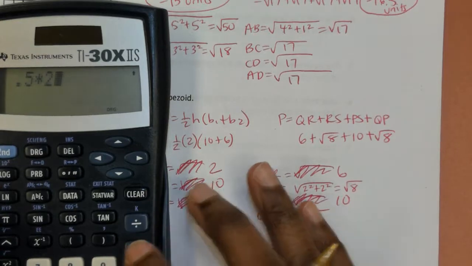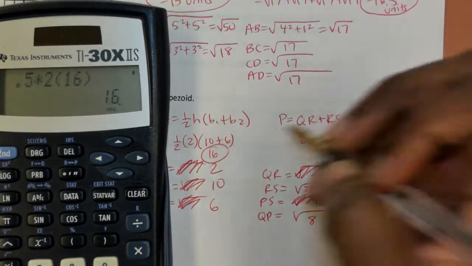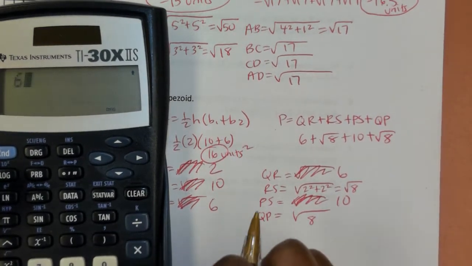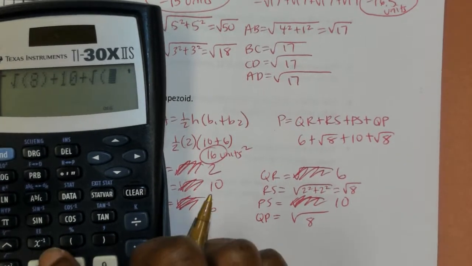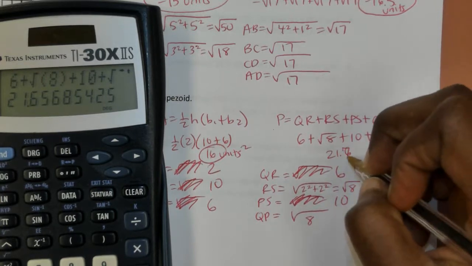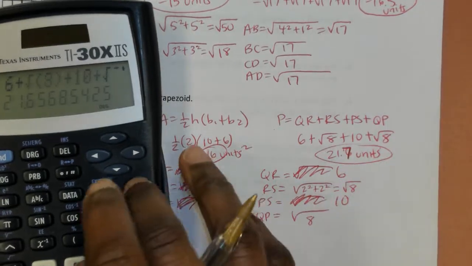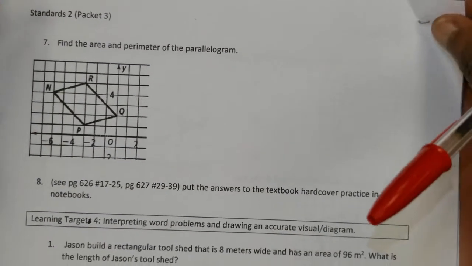0.5 times 2 times 16 is 16 units squared. 6 plus the square root of 8 plus 10 plus the square root of 8 is 21.7 units. Pause it if you need to go back, rewind, whatever you need. All right, 7 through 7.